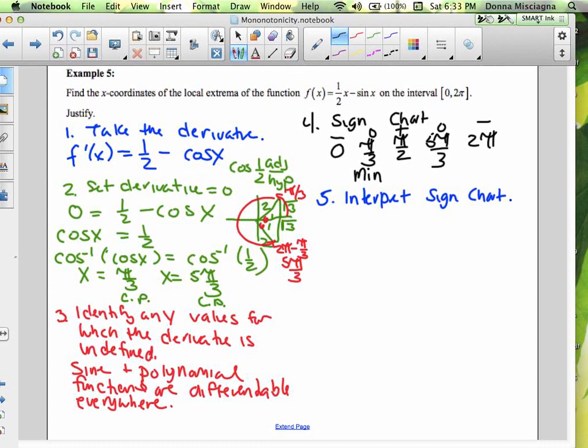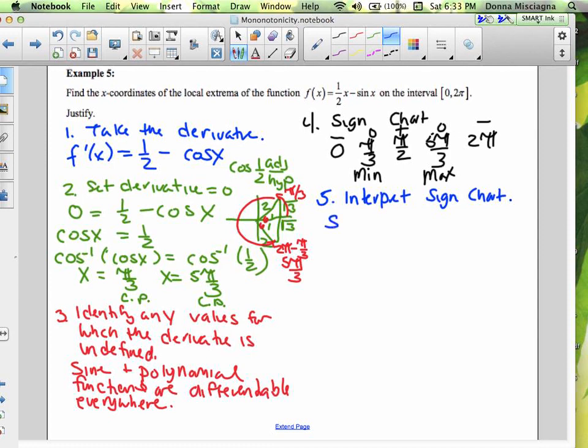All right, then we look over at 5 pi thirds. We go from positive to negative. This is a max. That might help you as you're writing, keep your train of thought. I know it helps me keep my train of thought. All right, so now we're going to do the interpretation.